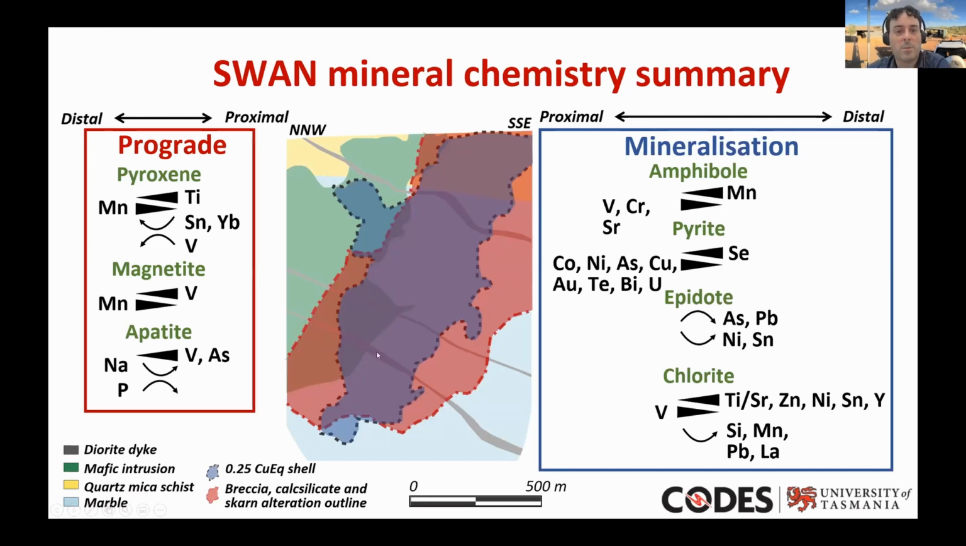you move away. So how you read this plot is that the 0.25 copper equivalent shell is the blue. The dark blue, the breccia, calcsilicate, and skarn outline alteration that was done from the drilling and the logging is in red, and the background here is geology. So you can see that the mineralization is mostly hosted in the marble, but it's also hosted a little bit in that mafic intrusion as well.